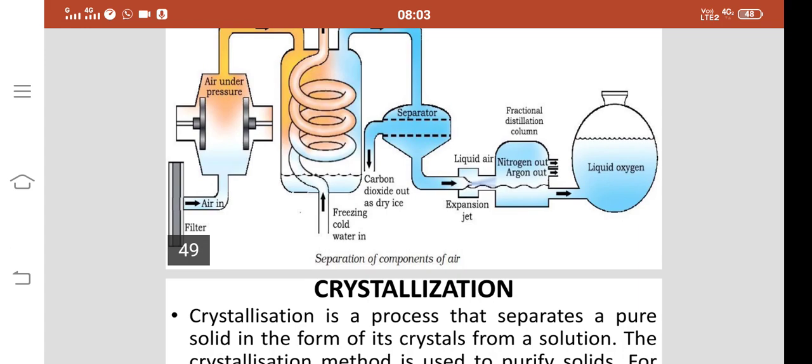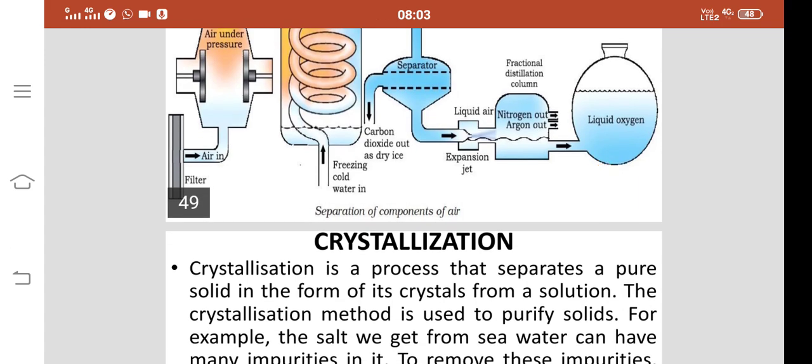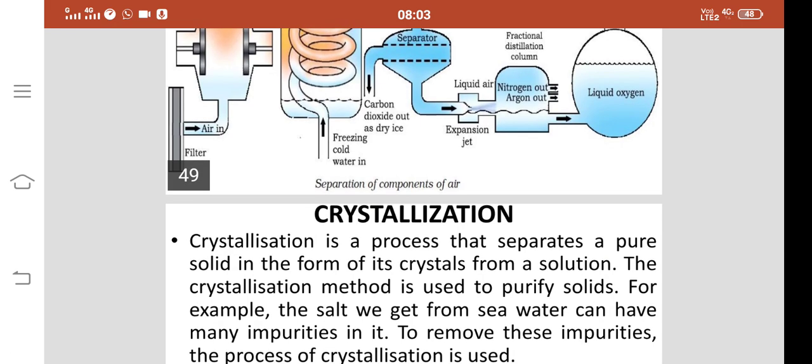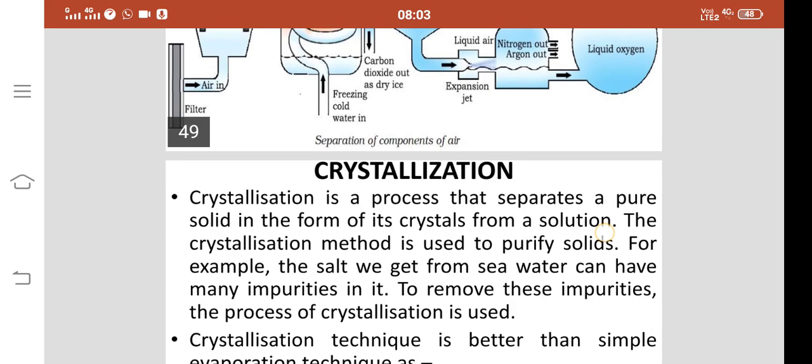Now the next process is crystallization. Crystallization is a process that separates a pure solid in the form of its crystals from a solution. The crystallization method is used to purify solids. For example, the salt we get from seawater can have many impurities in it. To remove these impurities, the process of crystallization is used.